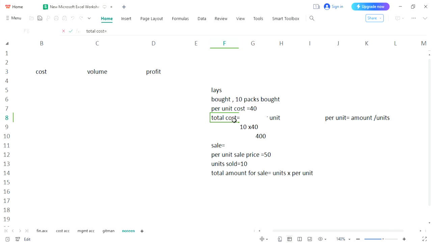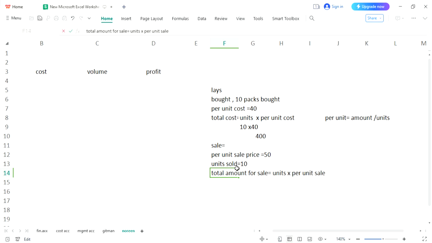But actually you will have to understand, if you want to calculate total cost, you will take units, but the per unit price would be per unit cost. And if you want to calculate your total amount of sales, you will have per unit sale price. But in general the formula would not be changed.